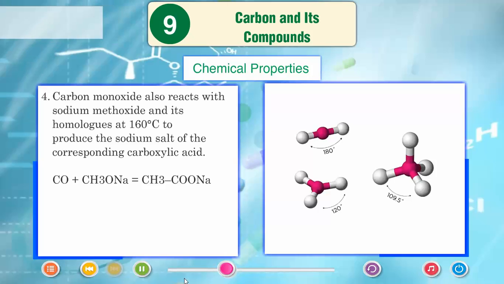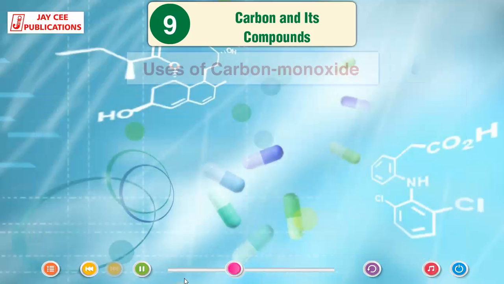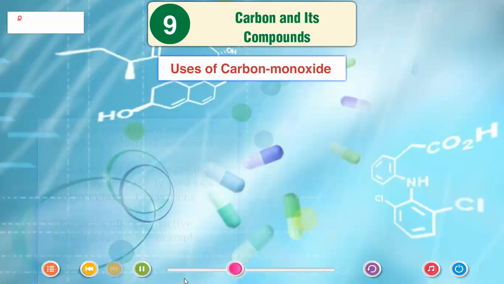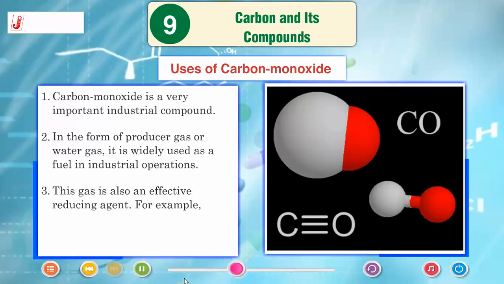Carbon monoxide also reacts with sodium methoxide and its homologues at 160 degrees centigrade to produce the sodium salt of the corresponding carboxylic acid. CO plus CH3ONa gives CH3COONa. Uses of carbon monoxide. Carbon monoxide is a very important industrial compound in the form of producer gas or water gas. It is widely used as a fuel in industrial operations.